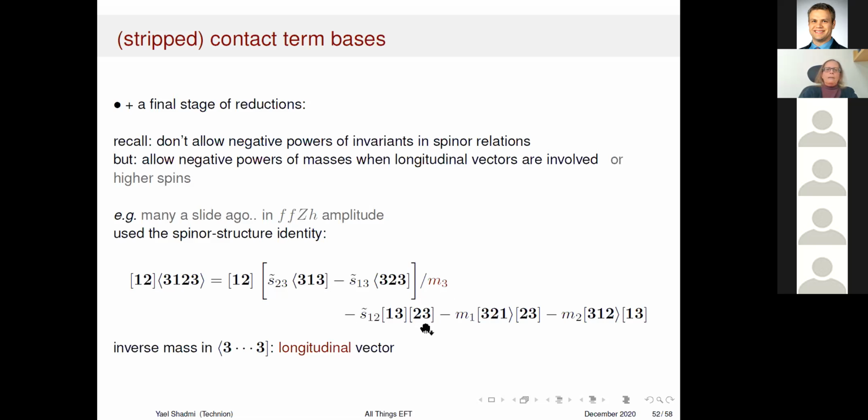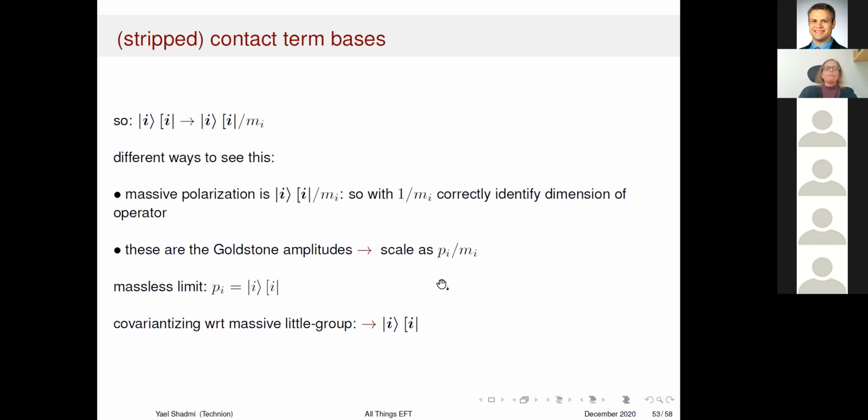So in principle, when we have longitudinal vectors like this, negative powers of the mass can appear. Essentially the rule is that when we have this type of combination corresponding to a longitudinal vector, it can be accompanied by a 1 over m. There are different ways to see this. One is that a massive polarization is precisely of this form. So when you take this m into account, you correctly identify the dimension of the operator.